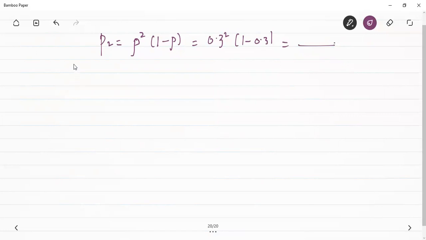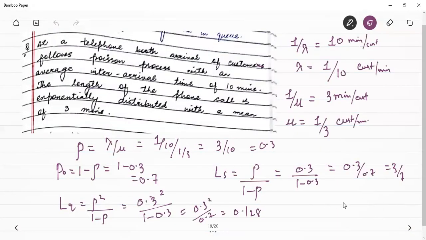अगर लिटल्स लॉ का यूज कह रहा है तो लिटल्स लॉ के यूज से हम क्या निकाल सकते हैं, वेटिंग टाइम इन द सिस्टम, that will be given by Ls divided by lambda. Okay, so Ls हमने अभी देखा था, the length of the system is given by, let's say, 3 by 7. Okay, that's equal to 3 by 7.